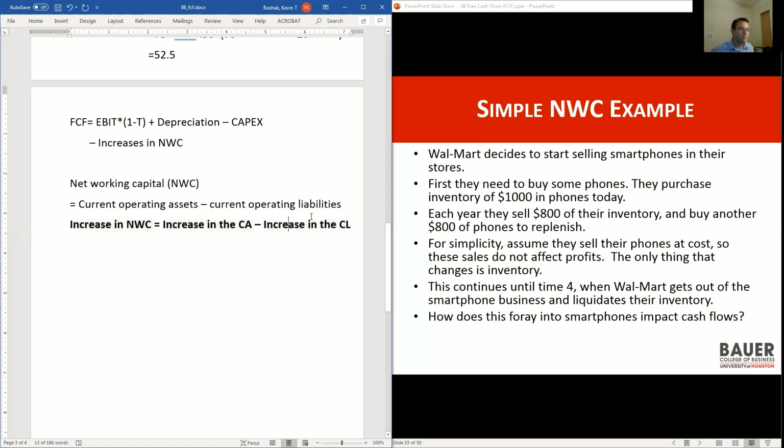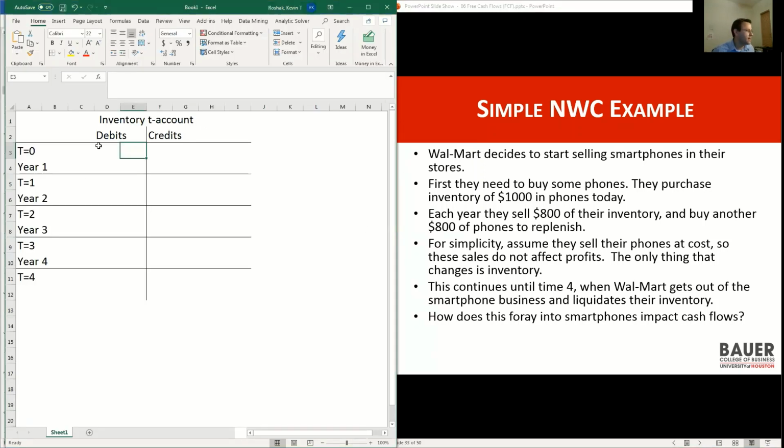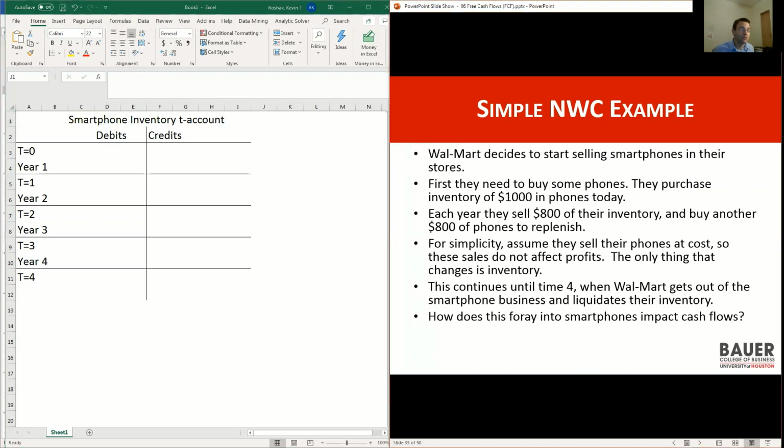So in this example, Walmart is going to start selling smartphones. So say it's 2013 or 2014 or something like that. You're just going to build an inventory in this example. And that's basically it. You're going to build up an inventory of smartphones. You don't have any to begin with, so you're going to just buy some. And then all you're going to do is sell those smartphones at cost.